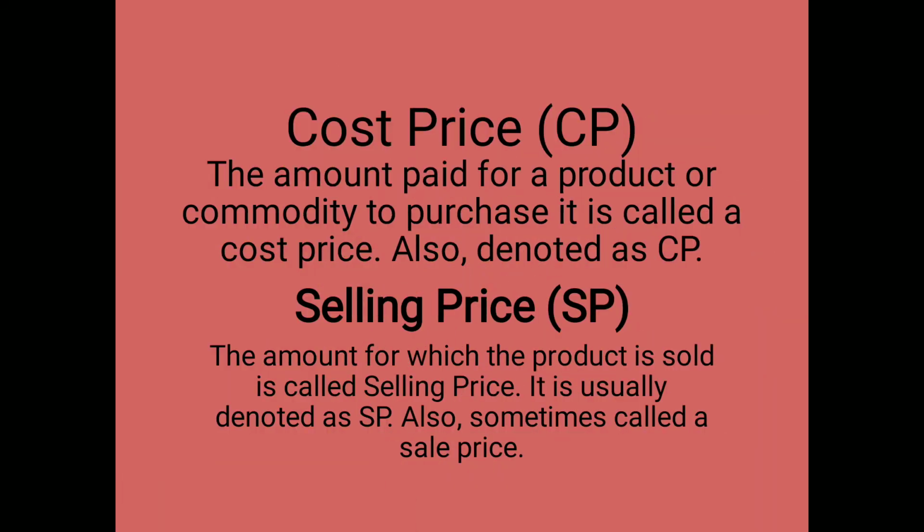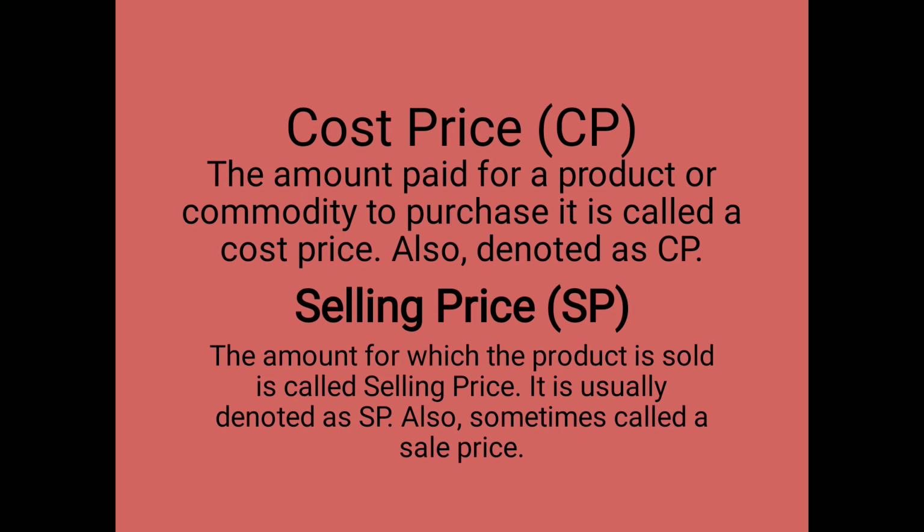Now what is CP and what is SP? Cost price: the amount paid for a product or commodity to purchase it is called the cost price, also denoted as CP. We can give the short form of cost price as CP. That means the amount paid for the product. That product is purchased by you and you are giving the amount, that is called CP.